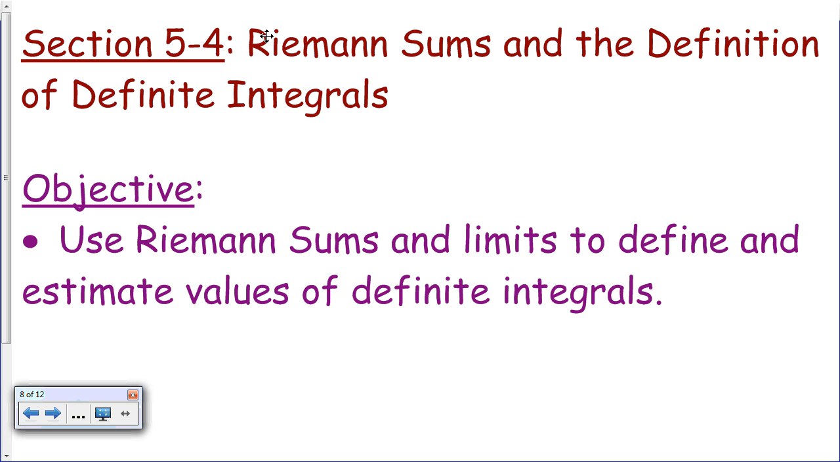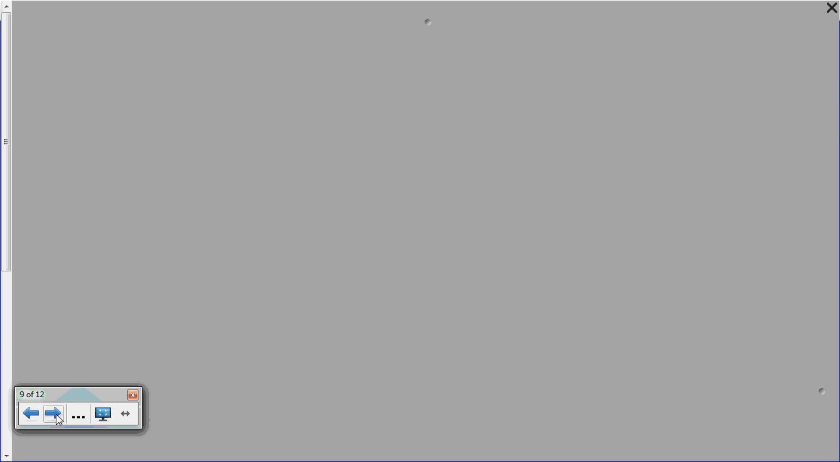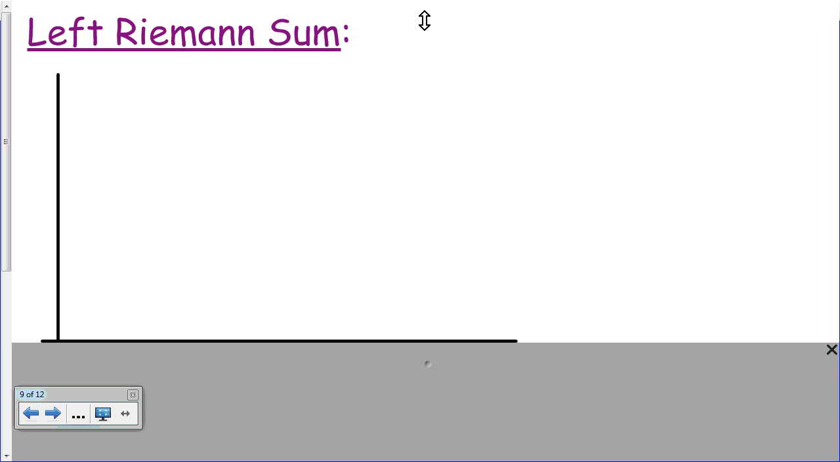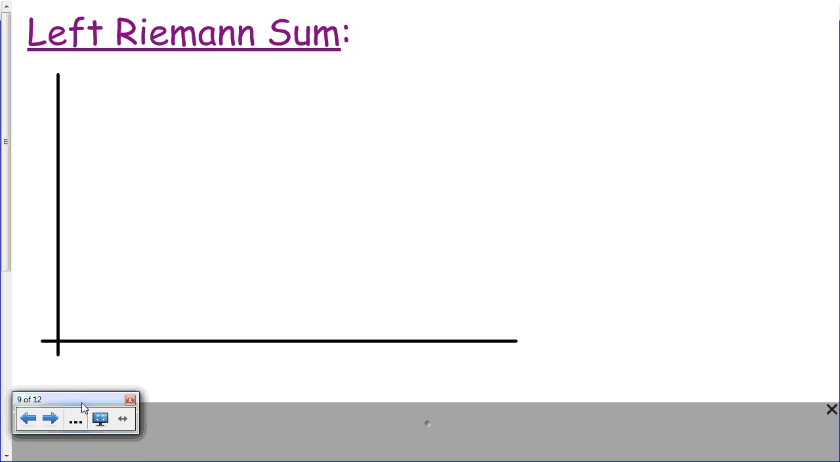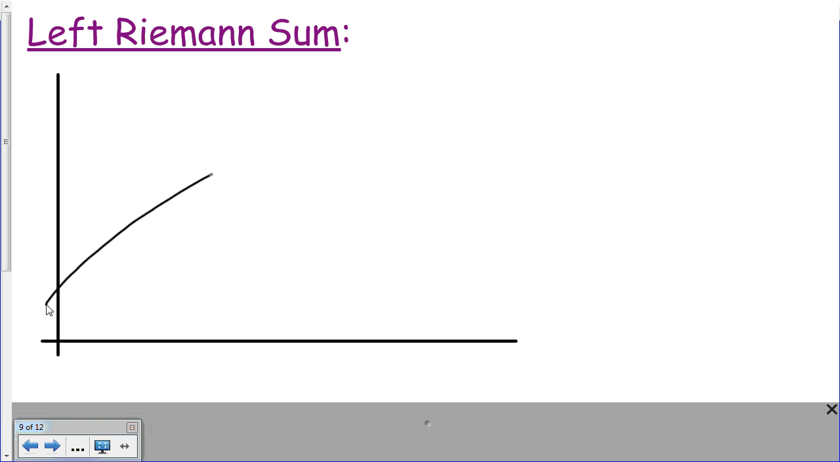So let's start out by looking at the other four. There's a total of 5 here that we need to talk about, the other 4 special Riemann sums. Let's start with this first one here, which is a left Riemann sum. As the name indicates, we're going to pick the sample point by choosing the left side of each subinterval. So let me just sketch a function here, and we'll illustrate this with a little sketch.